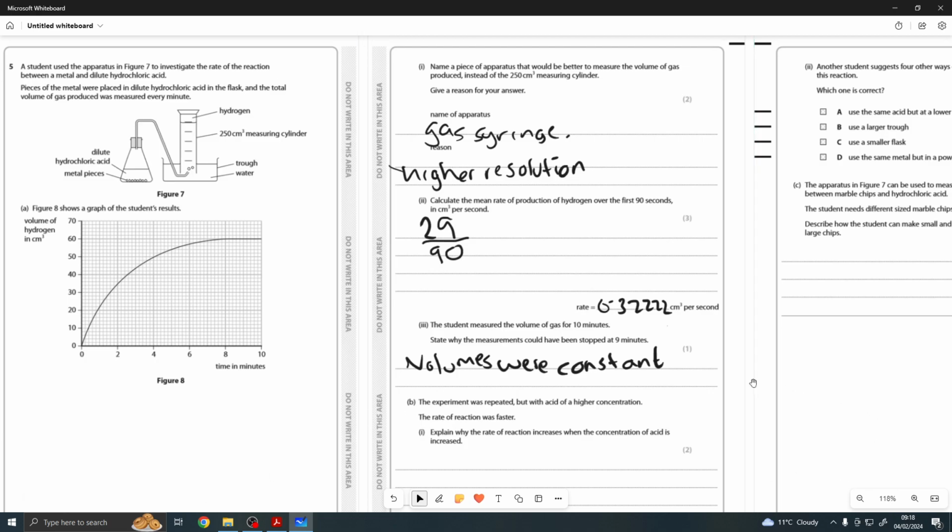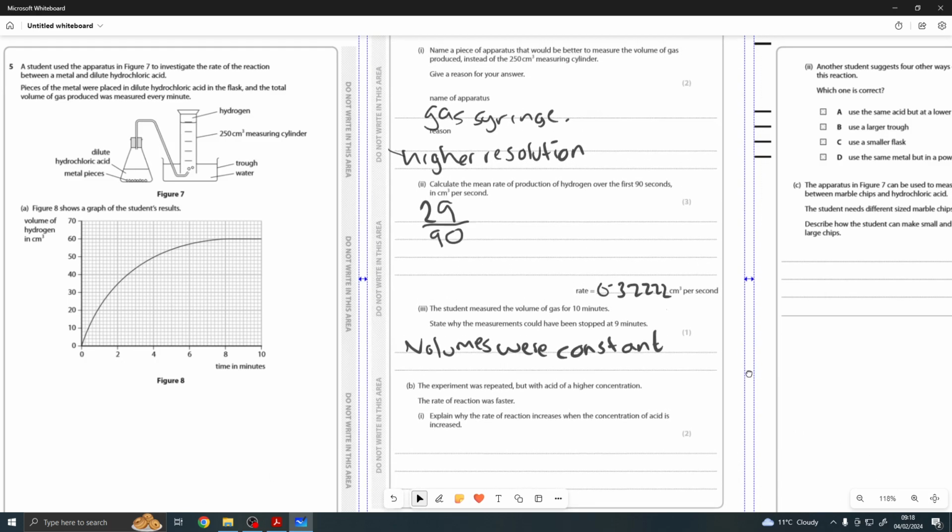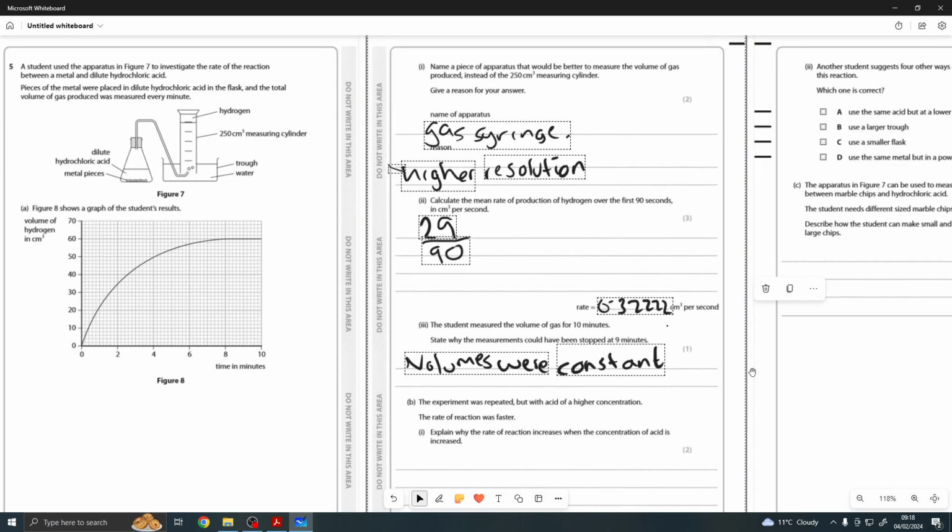Right, the experiment was repeated, but with an acid of a high... Oh, hang on, I'm moving the page. Oh, that's annoying. Oh, I'm going to mess the paper up now, but never mind.